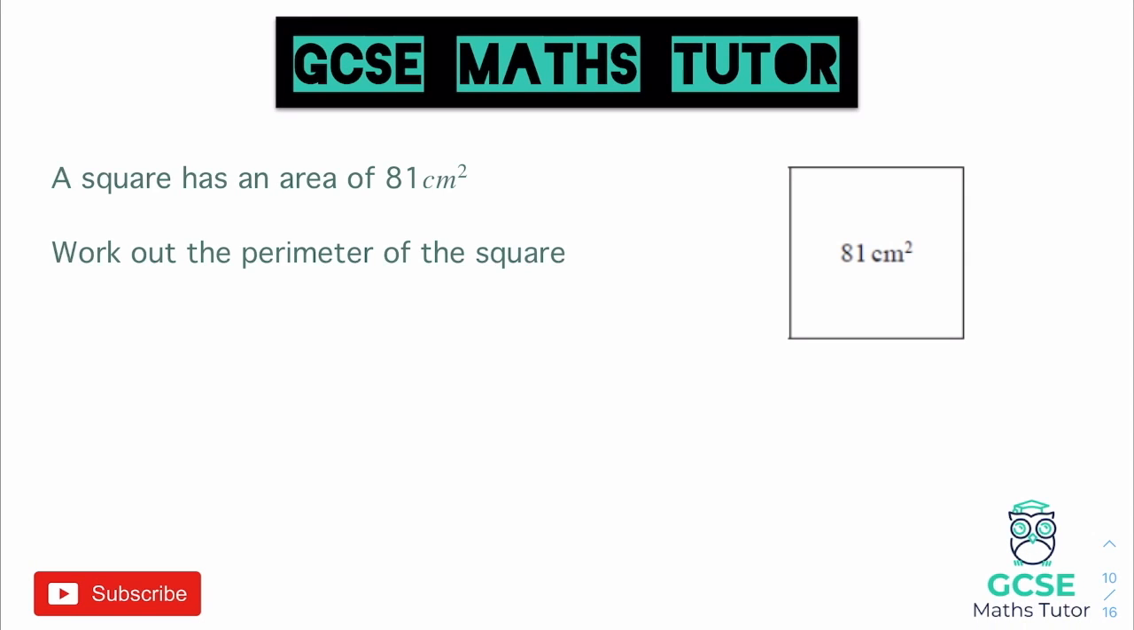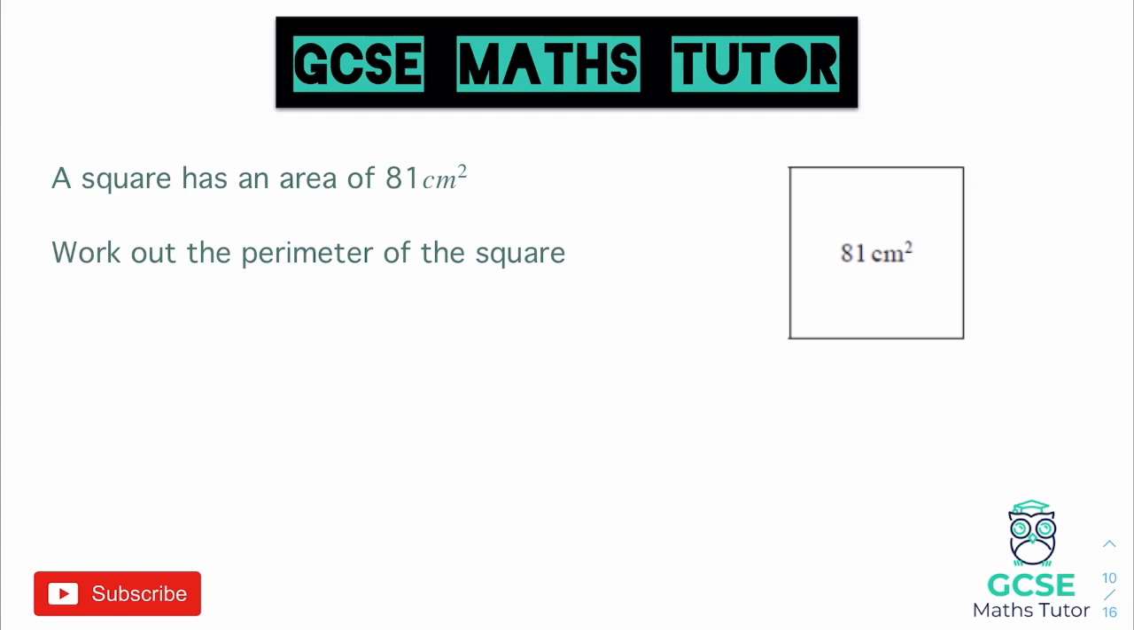Okay, so this question says a square has an area of 81 centimetres squared. Work out the perimeter of the square. Now when we're looking at perimeter, that's the distance all the way around the outside. So for a square, we know all the sides are equal, so we just need to find what the side length is of the square, and then we can add them all up.